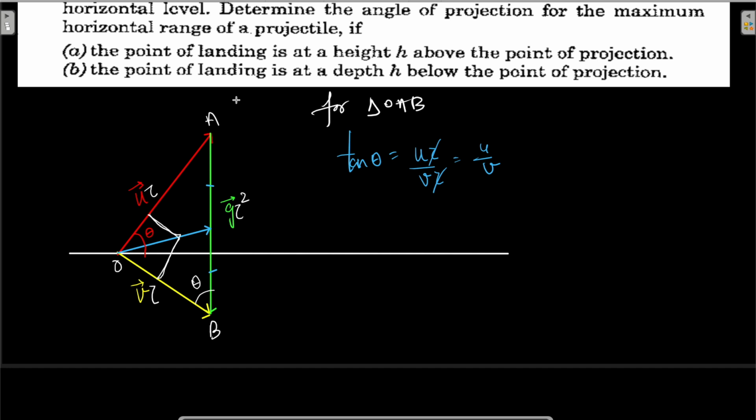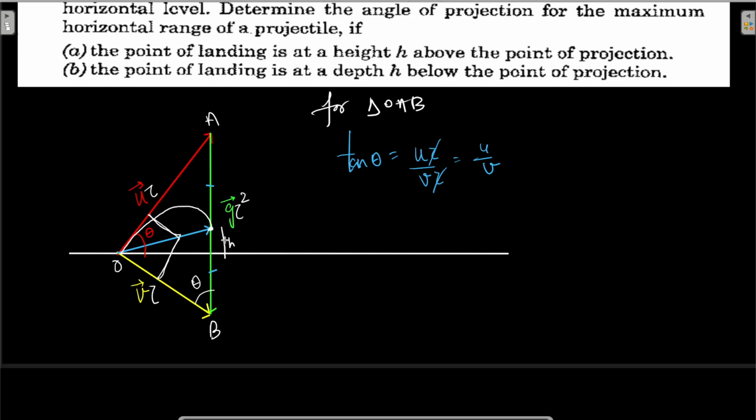Let me show how the projectile exists in this part also. It will start from here and it will go like this, and it will end here. And this part is h height. I didn't draw it first because I wanted to make this geometry clear first. This is how the projectile will look. This is u by v. So let's see what u by v is.